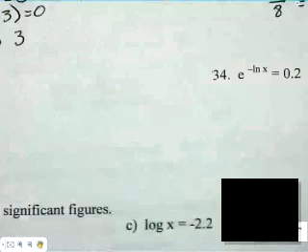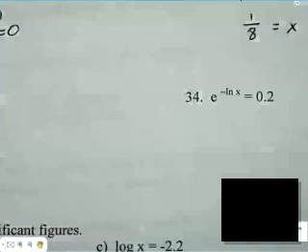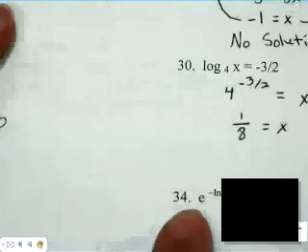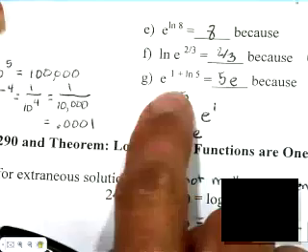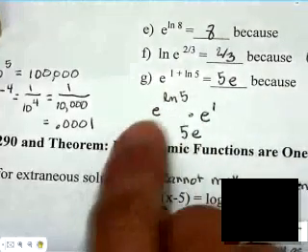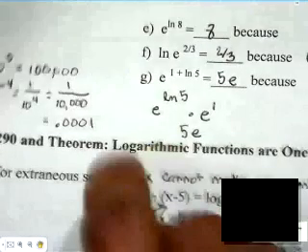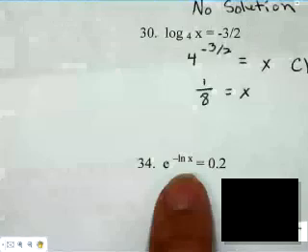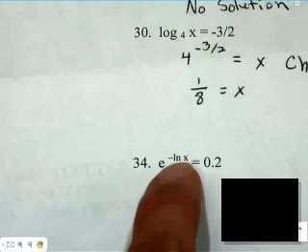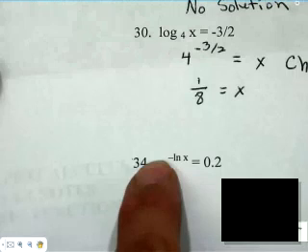All right, 34, e to the negative x. I have a similar problem in number 34 to the one I did up here in the e part, where I had to rewrite that expression so that the e and the natural log were together, and I could just say they undo each other. Number 34, I can't say the e and the natural log of x undo each other until I get that negative coefficient out of the way.